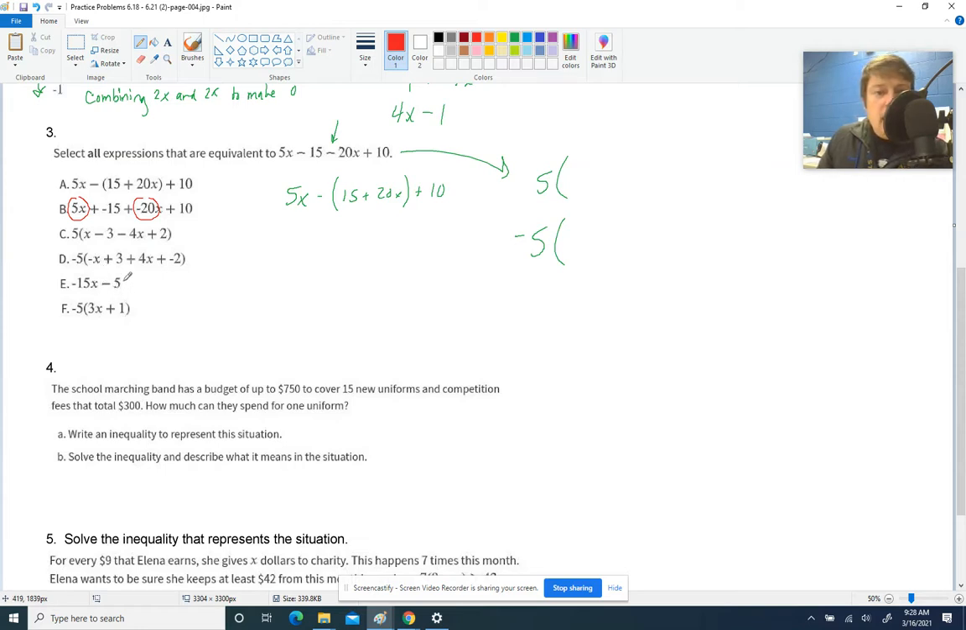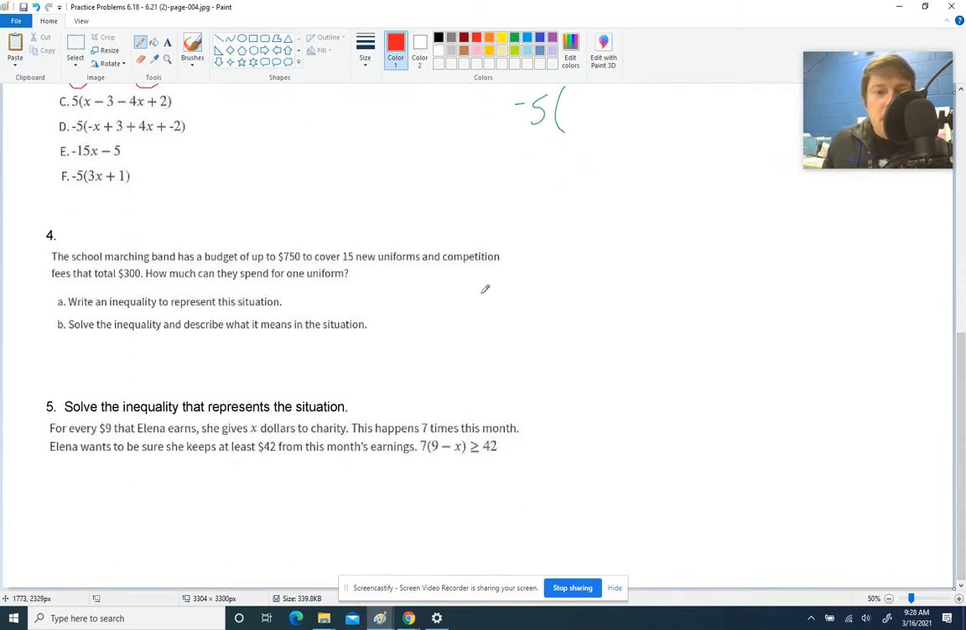And then lastly, what they did is they took E's expression and factored a -5 out of that. So -5 times +3x is -15. -5 times 1 is -5. So E and F are equivalent. It's just been factored by -5. So every one of these expressions, the first one and all of the 6 that follow, are the same thing, just different ways to write the same expression. Pretty cool. All right, number 4.